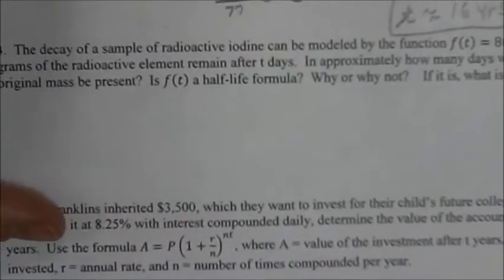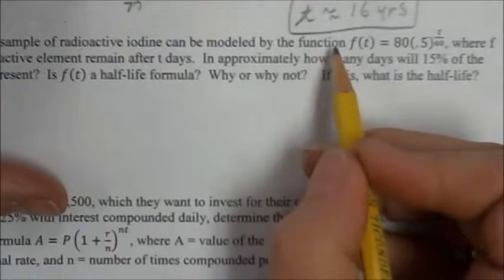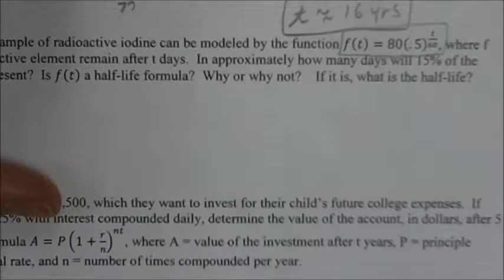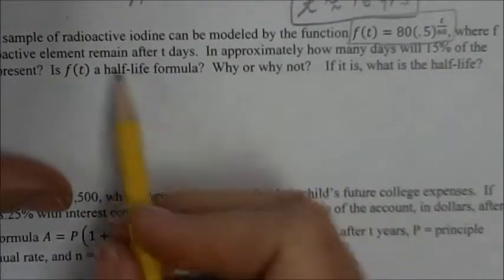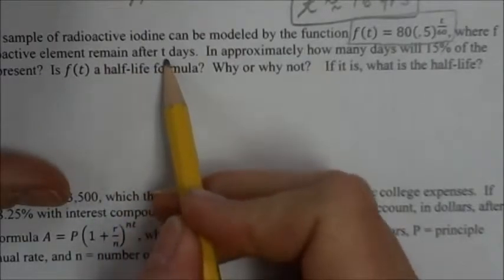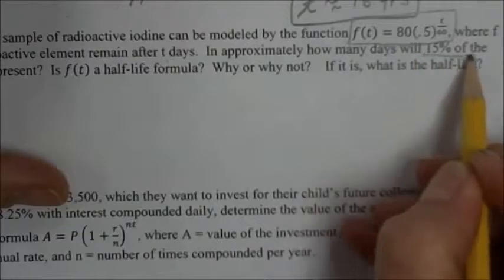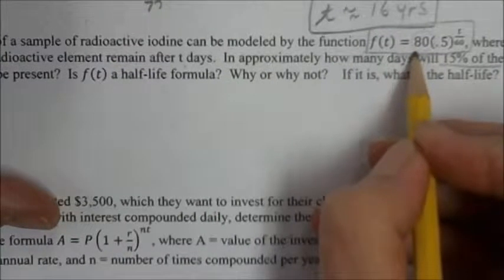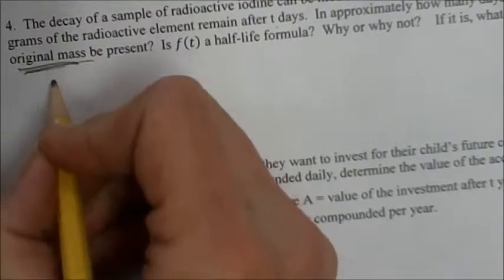The next problem is a radioactive iodine will decay according to this function, f of t. So f is the number of grams that will remain after t days. Now what we want to do is figure out 15% of the original mass. The original mass in any exponential function is this first number right here. The original mass is 80.